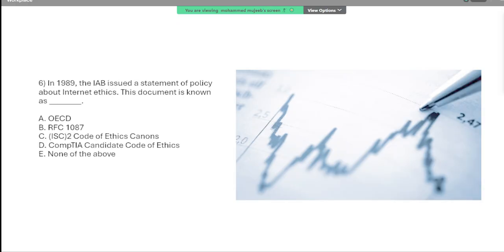In 1989, the IAB issued a statement of policy about internal ethics. This document is known as, remember we talked about this document too, internal ethics document. It's A. OECD. Yep. Let's move on to the next one.